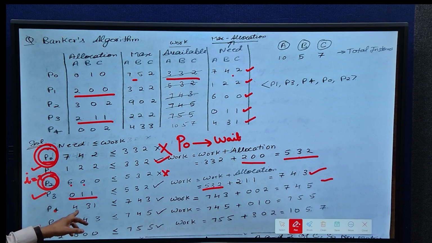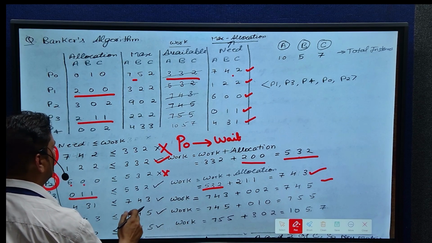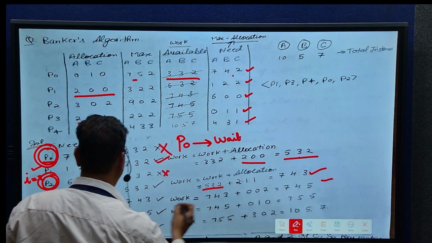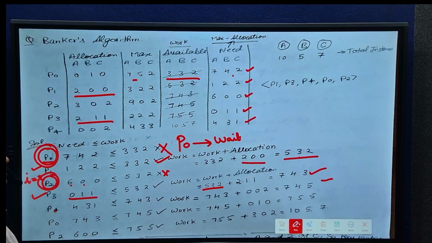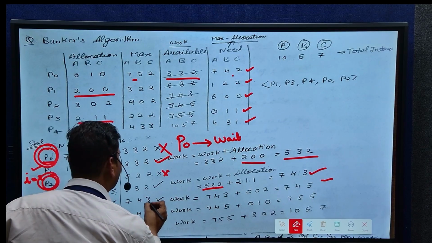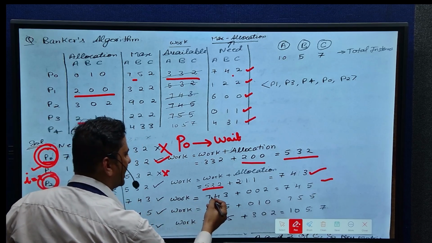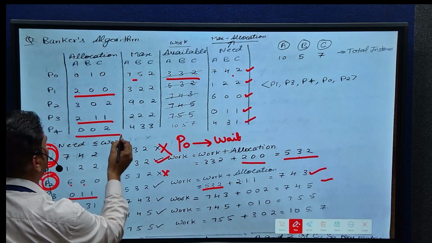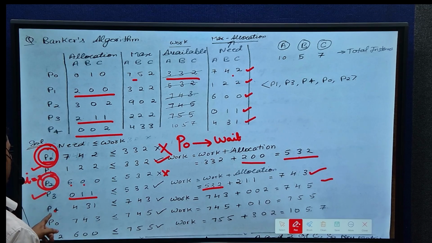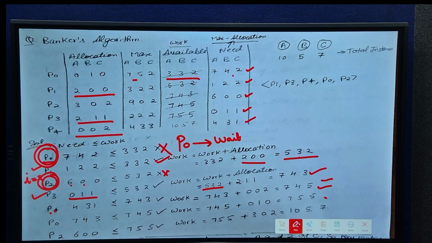P4, need of P4 is 431, less than or equal to available. Available is what? 743. The condition is true, then we will update the work: 743 plus 002. What is 002? The allocation of P4. We are checking P4, right? This also executed. Now we go back to the waiting process P0.